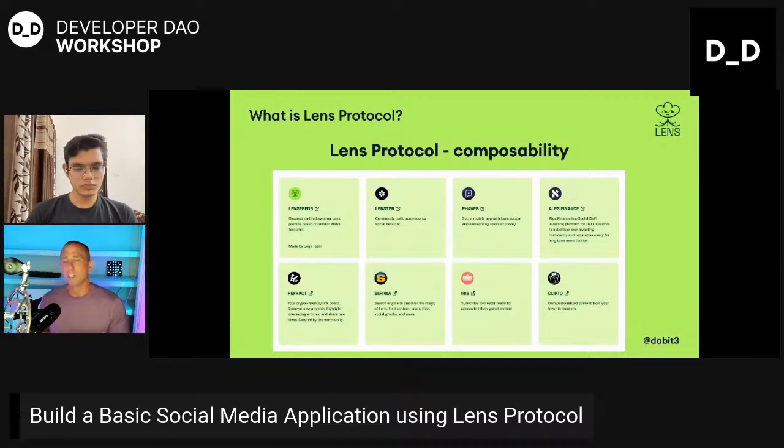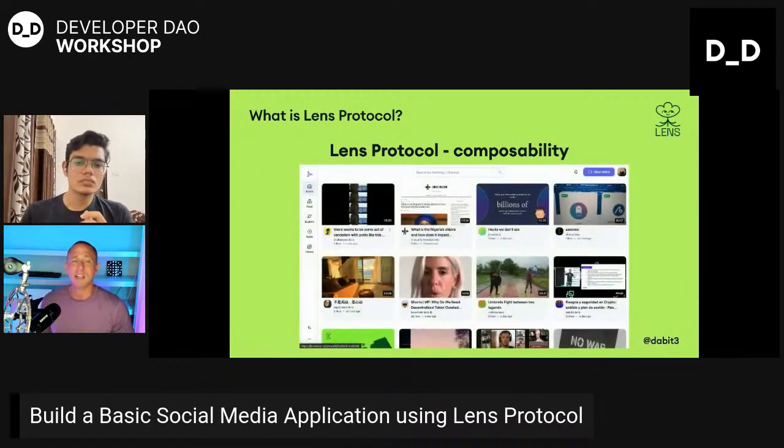You have Orb, which is a really nice mobile app that was just released not too long ago. You have Favor, which is another nice mobile app. You have Lenster, which is a client-side web application that works on web and mobile. And you have all these other types of applications. You even have a YouTube type of application, which is called LensTube, that looks like this.